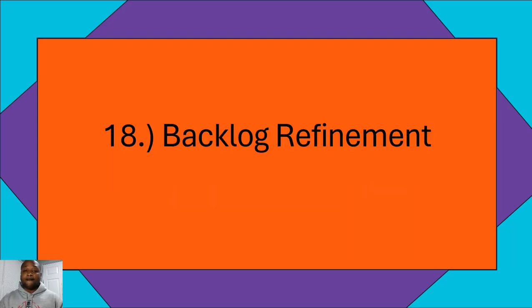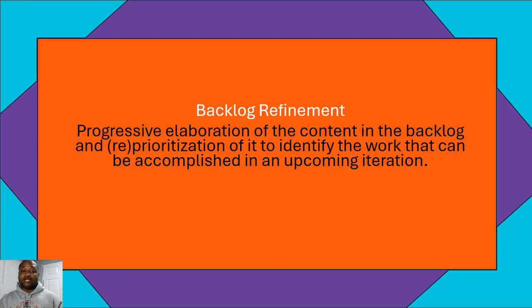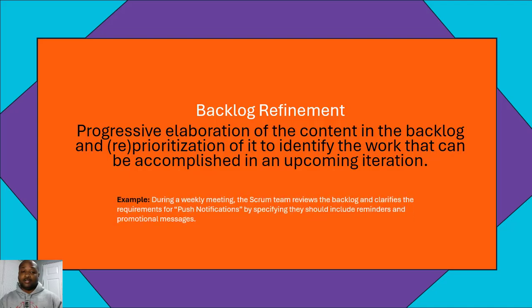Number 18, backlog refinement. Backlog refinement is progressive elaboration of the content in the backlog and reprioritization of it to identify the work that can be accomplished in an upcoming iteration. For an example, during a weekly meeting, the Scrum team reviews the backlog and clarifies the requirements for push notifications by specifying they should include reminders and promotional messages.